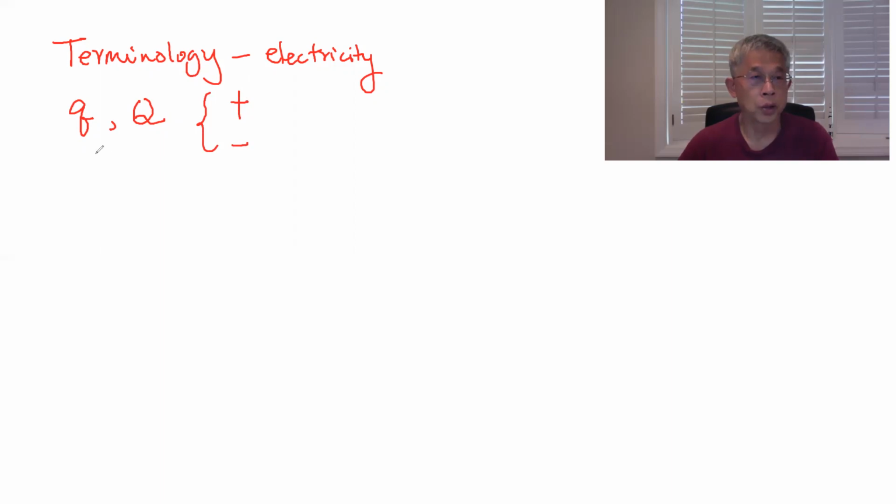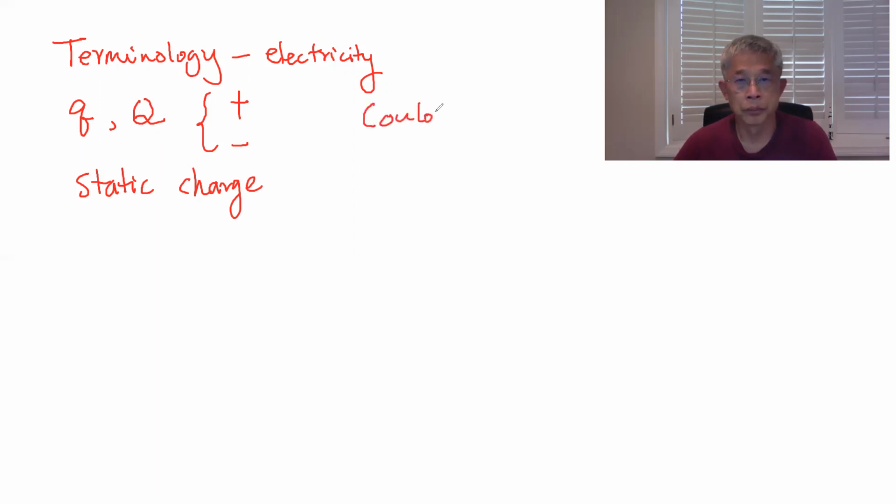And by charge here, normally they are static, so they don't move. Normally it's static charge, but they can move. Normally we don't have it moving. And the unit is coulomb, also shown as C.